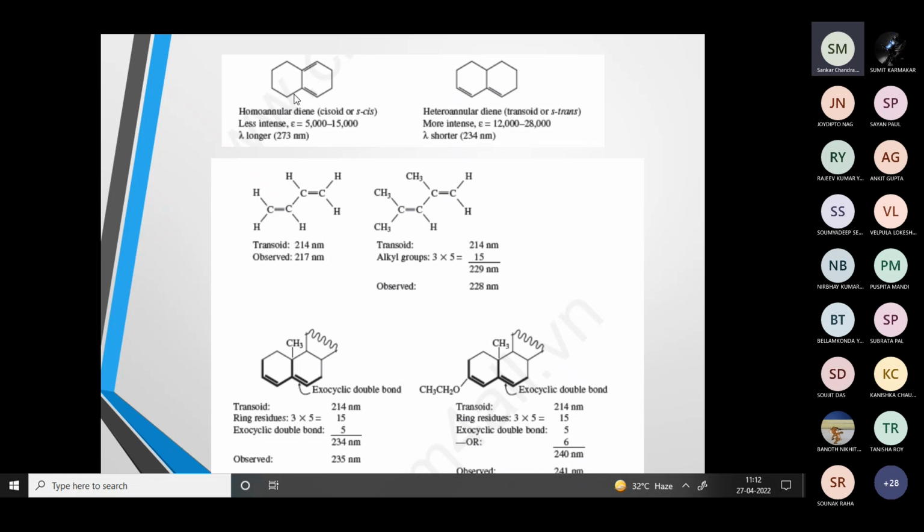Exocyclic means any double bond attached to any ring. So this double bond is attached to this ring. This double bond is attached to this ring. Here this double bond is also attached to this ring. But this double bond is not attached directly to any other ring. So that is the exocyclic. Is it clear?